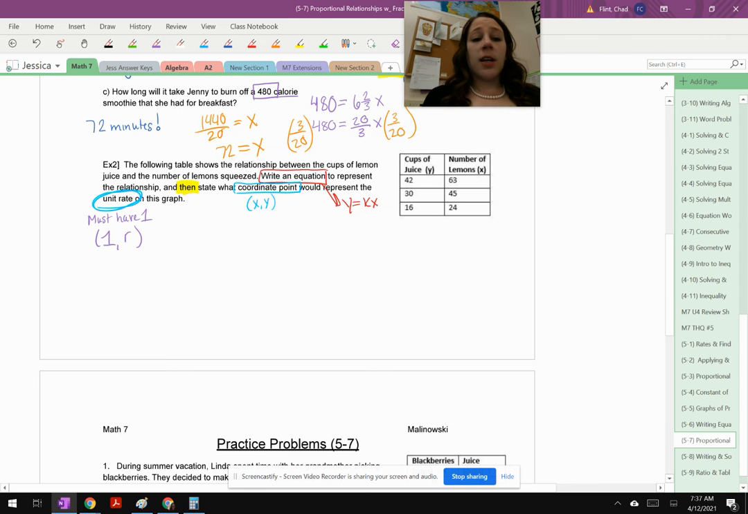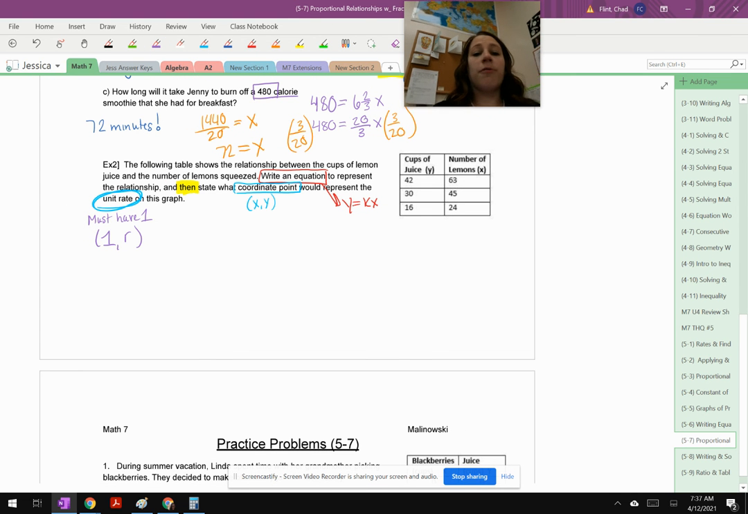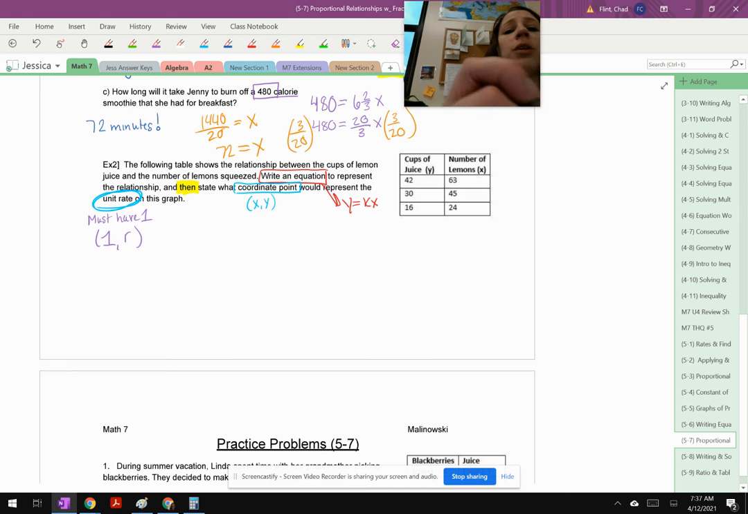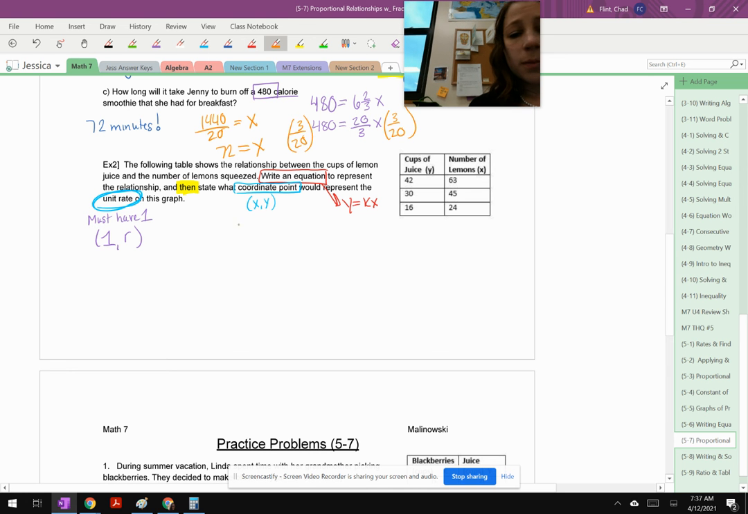All things that get you points here by just writing stuff down. You're proving that you know all this stuff. So in order to do any of these things, in order to write the coordinate point that represents the unit rate, in order to make the equation that represents this relationship, I need to first find the unit rate. So I'm going to first find unit rate.